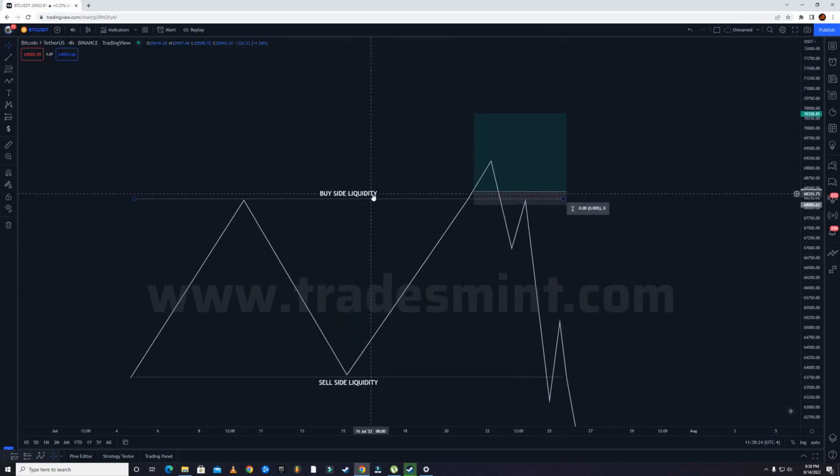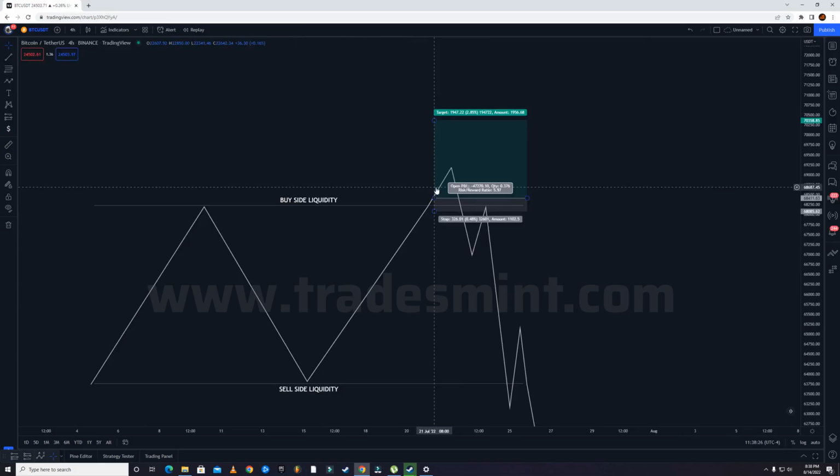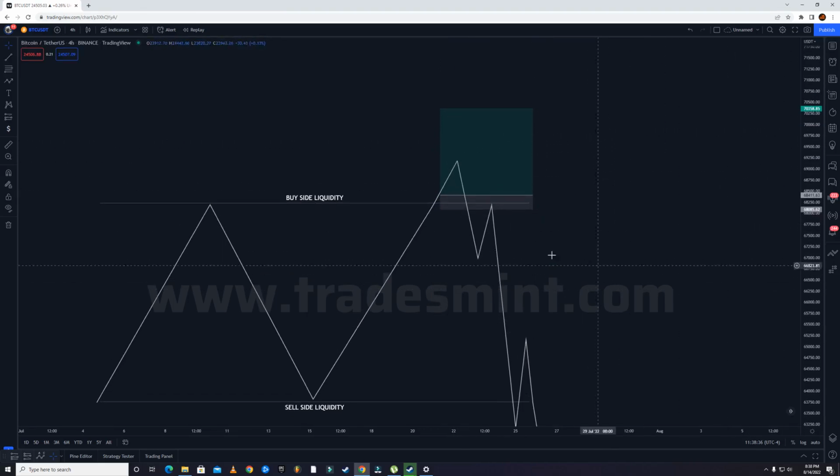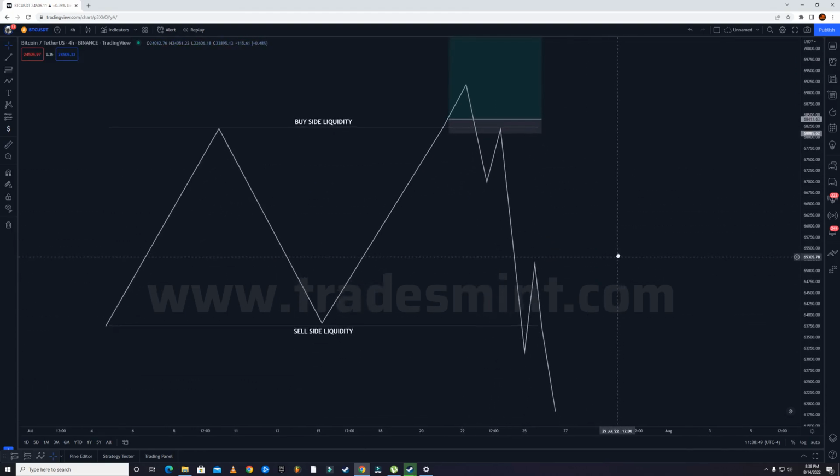All right, this is why I call it buy side liquidity, because people are going to buy when the price breaks out of the resistance level. And when the price breaks out, people are going to buy here, put their stop loss below this resistance level, and price goes back down, triggers sell orders or stop loss orders, and it just goes down.